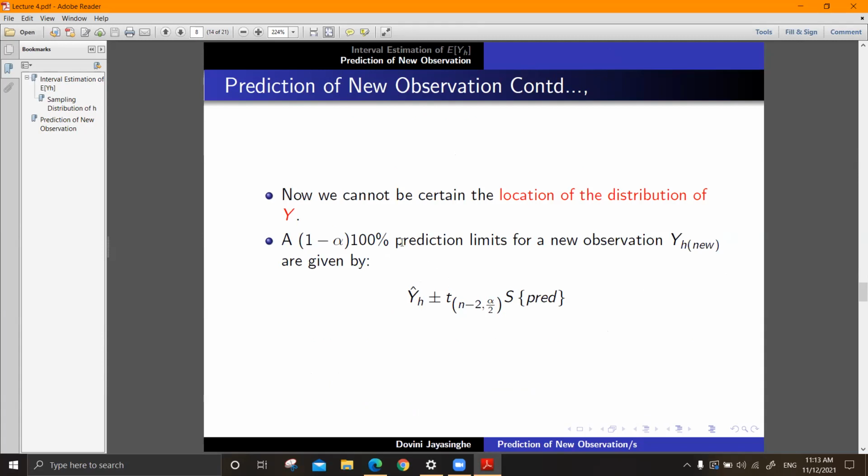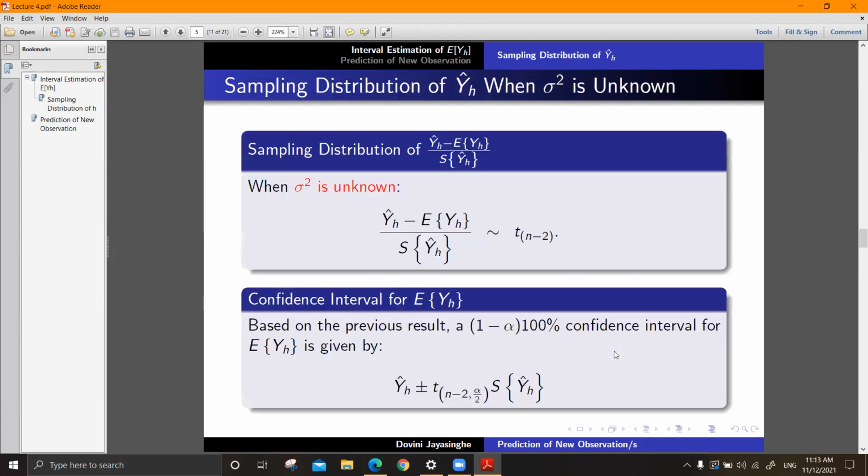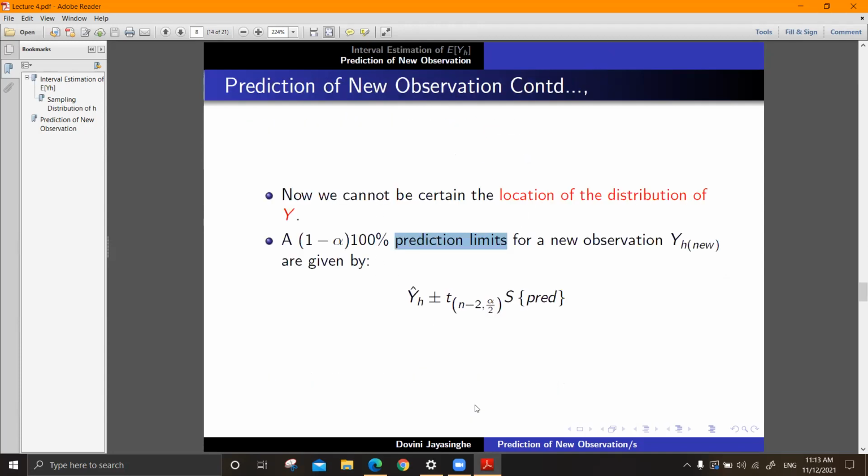Usually we use this word, prediction limits, prediction interval. So this is basically the prediction limits. These are confidence limits because we are confident about that. These are prediction limits. Still we are confident, but those limits are given a name called prediction limits. The lower bound and the upper bound are called prediction limits.